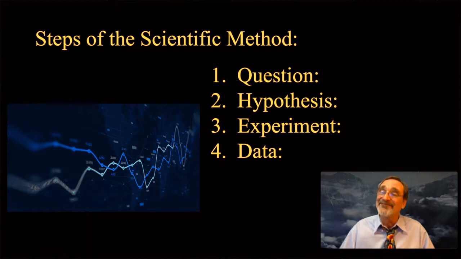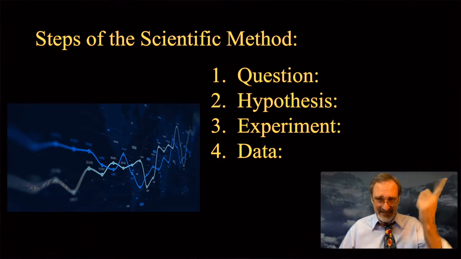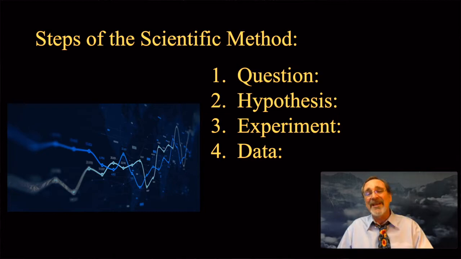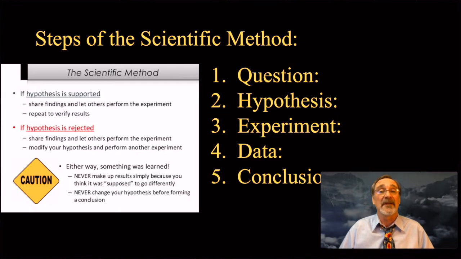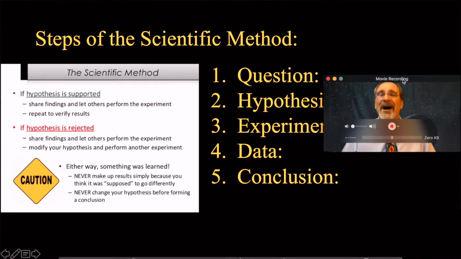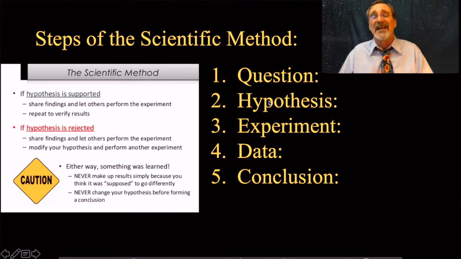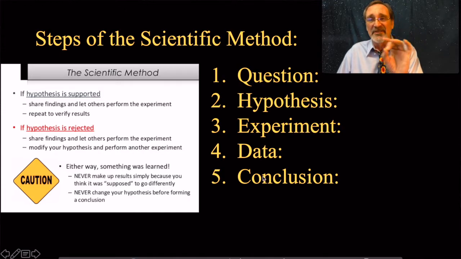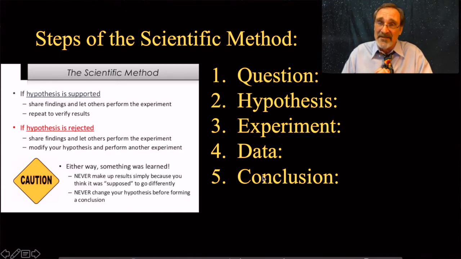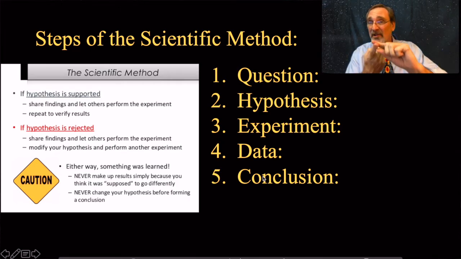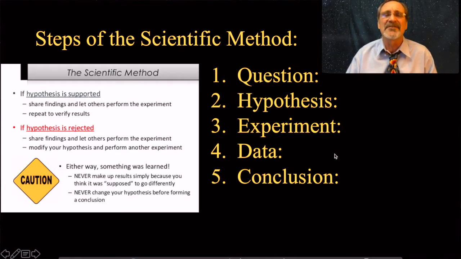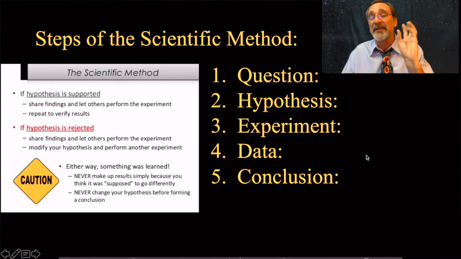So please be practicing this in your head for the review. And after you have data, what comes next? A conclusion. So you write a conclusion. Did your data support your hypothesis or did it refute your hypothesis? That would be your analysis and your conclusion. And remember, we're going to want these written in a CER format, where you make a claim and you give the evidence for it and then you explain your reasoning. That's going to be coming later, but so you know. Question, hypothesis, experiment, data, conclusion.